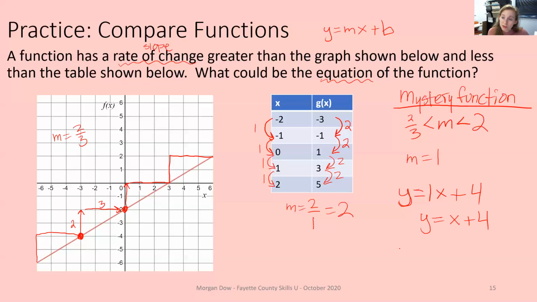All right, what are some other equations I could pick? Well, what's another number between 2/3 and 2?